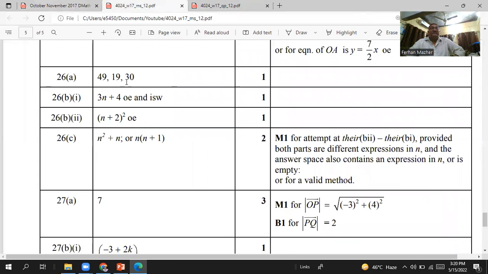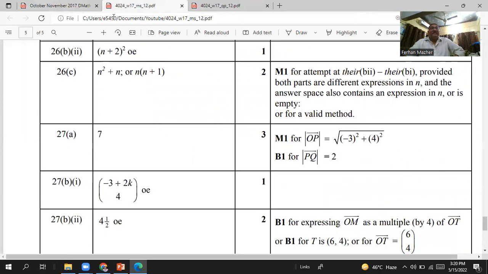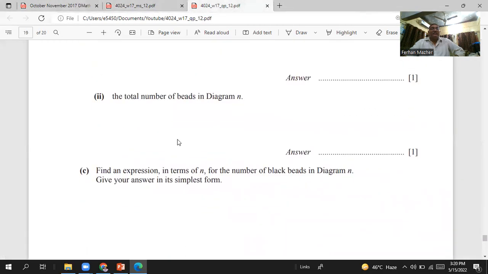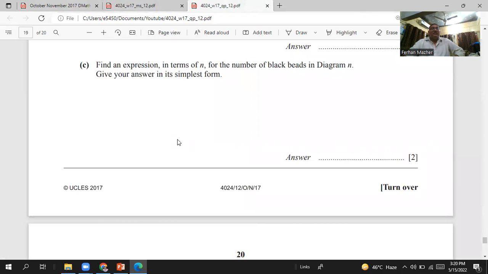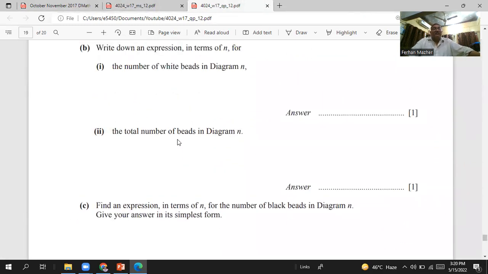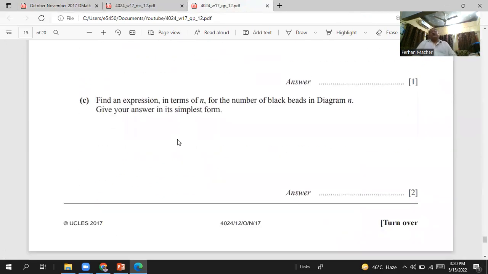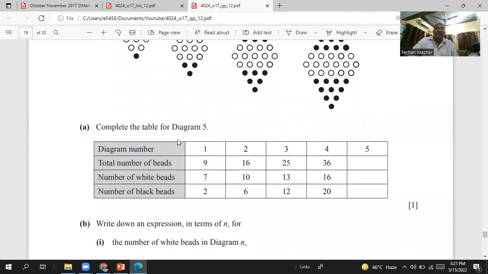So let's check. n square plus n. Then he says find an expression in terms of n for the number of black beads in the diagram and give your answer in its simplest form. So we have to calculate the black beads.